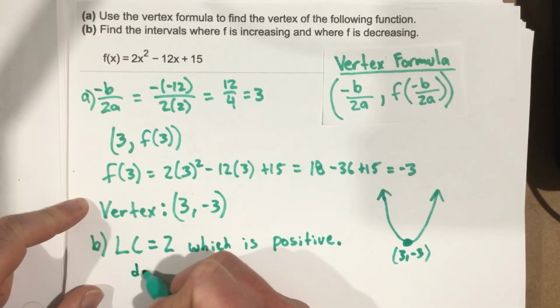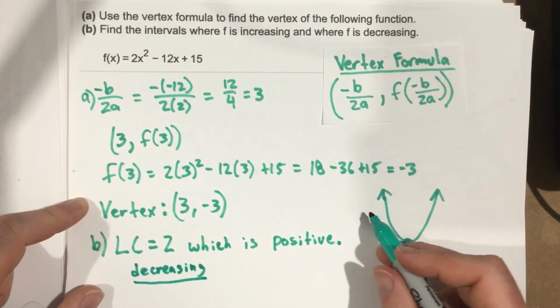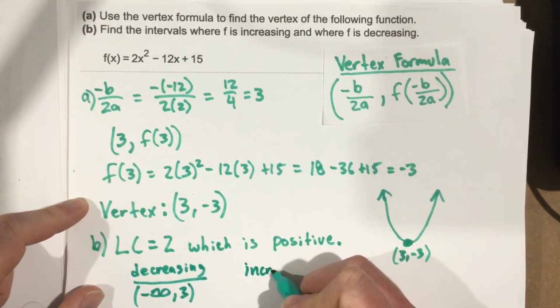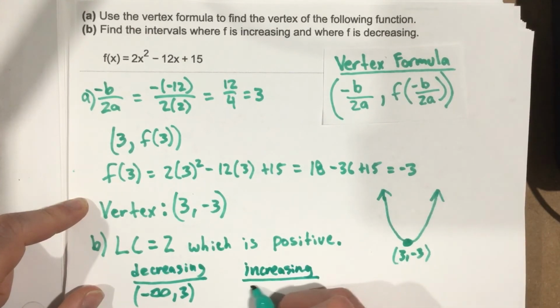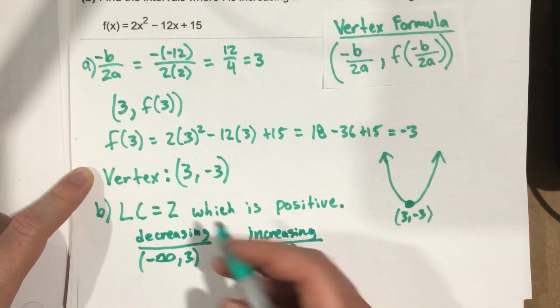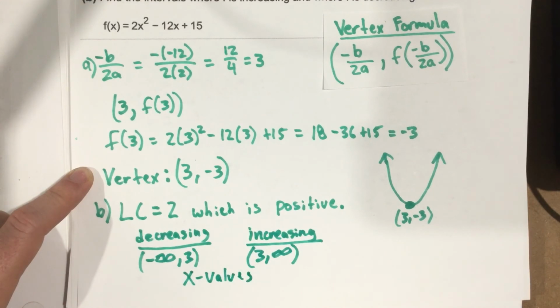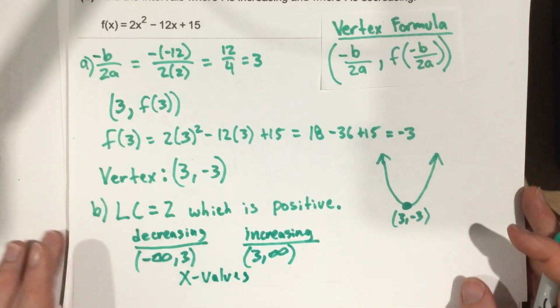So it's decreasing from negative infinity to 3. And it's increasing to the right of it, which is 3 to infinity. Now make sure we're specific. These are talking about x values. So I'm going to kind of write that underneath. This is x values. And that's how you find the vertex using the vertex formula and tell whether or not something is increasing or decreasing.